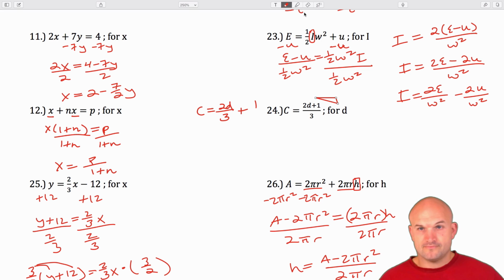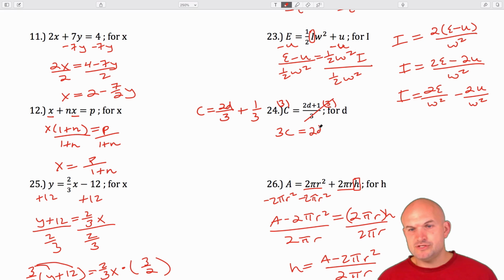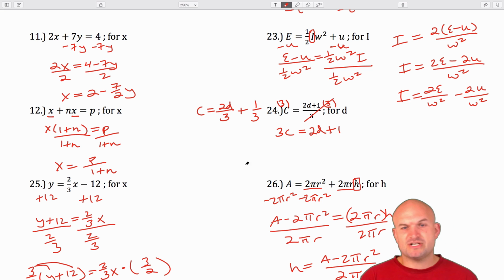Stop. What if we used our inverse operations here? Instead of, see, here's my d. Instead of dividing by 3, what if I just use my inverse operations to multiply by 3? Then I have 3c is equal to, those 3's would now divide out to give me 2d plus 1. Well, now I have an expression with no fraction.